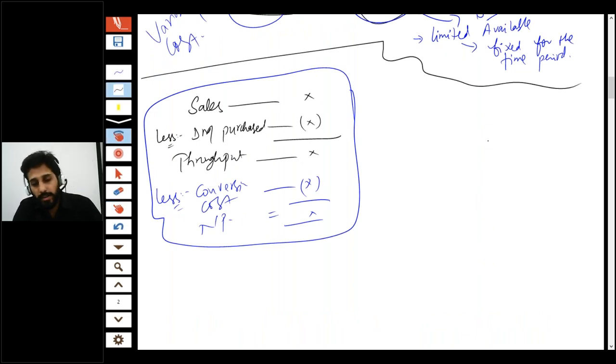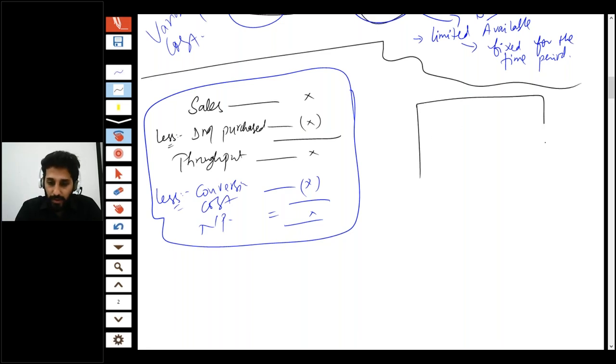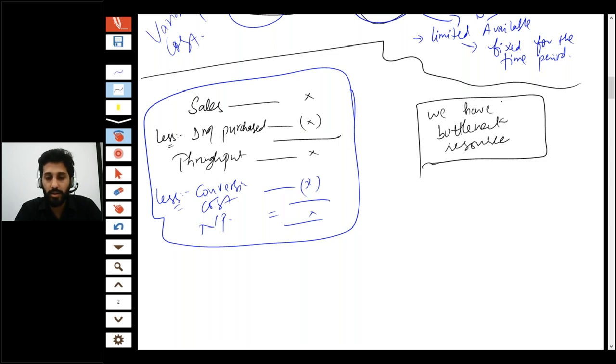Now, what is the concept here to study this throughput accounting? The concept here is that we have some limited resources. We have limited resources, we have some barriers. So simultaneously, we have a bottleneck resource, right?